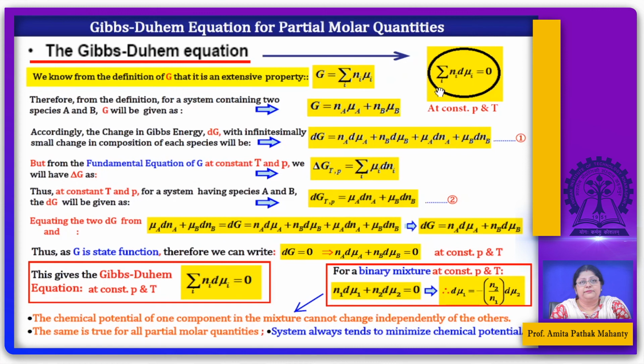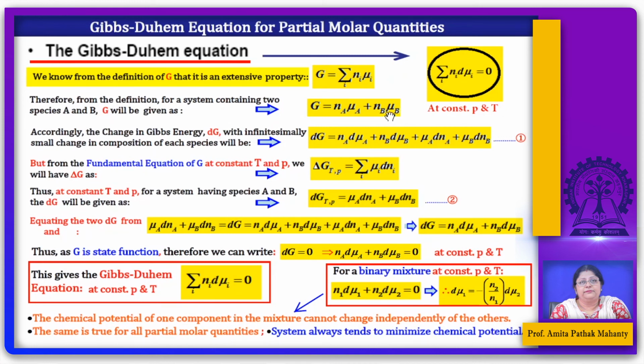Now, how do we derive this? We derive this from the expressions of whatever we know till date. We know the definition of G, being an extensive property, is nothing but the chemical potential times the number of moles of that particular species, summed over all the species present in the system. Okay, this is the definition of G. Now, suppose for a given system, two species A and B are present. So from here, what can we write? The number of moles of A times the chemical potential of A, plus the number of moles of B times the chemical potential of B.